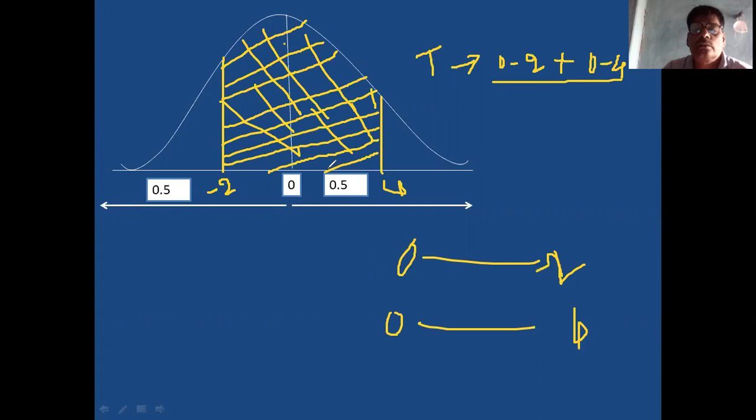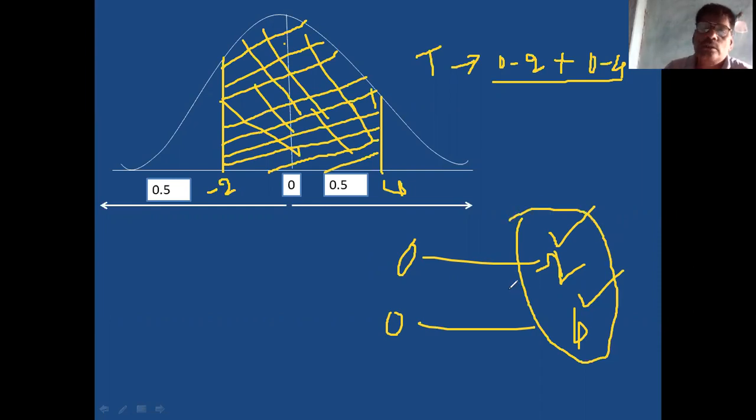There are two areas. Therefore, what is the value of 2 in the table? Then what is the value of 4 in the table? And then you take the total of the two answers. Then you will come to the clear value, the probability value.